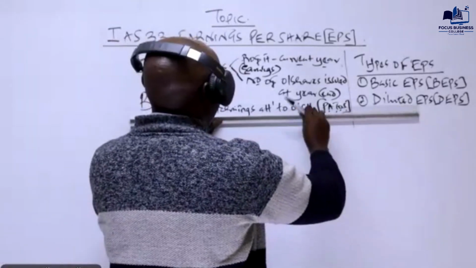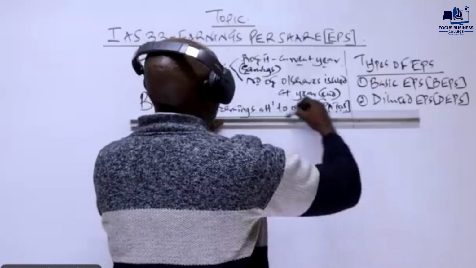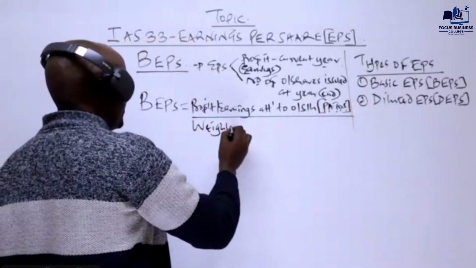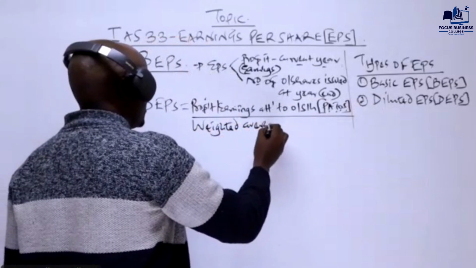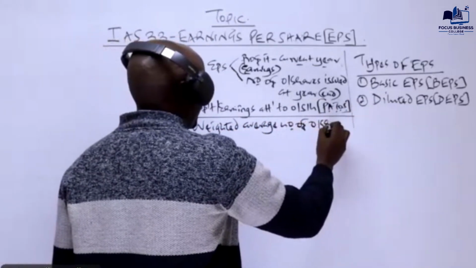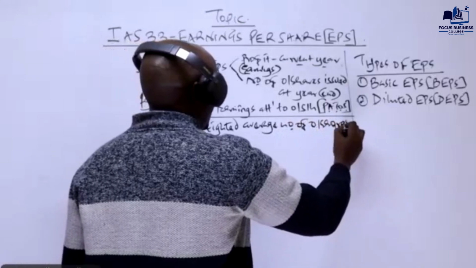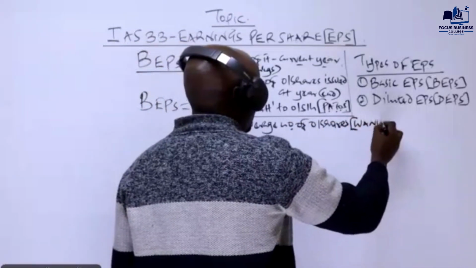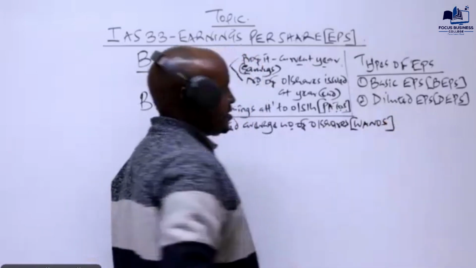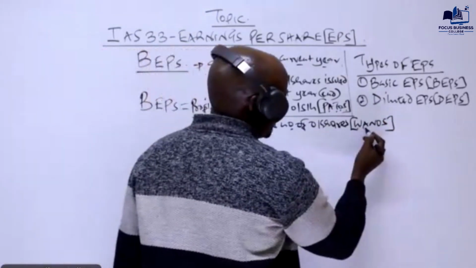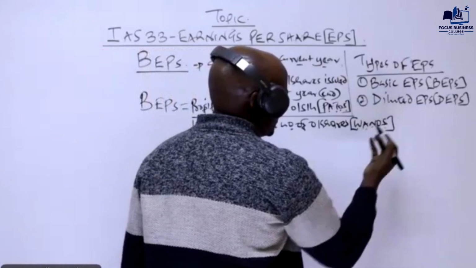And then we divide this with something called the weighted average number of ordinary shares. And this weighted average number of ordinary shares is abbreviated as WAOS. This one is abbreviated as what? WAOS. So WAOS means what? Weighted average number of ordinary shares.